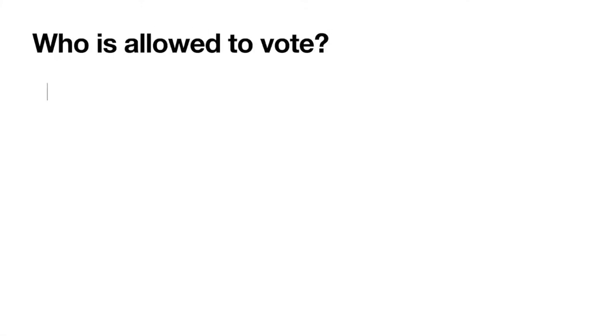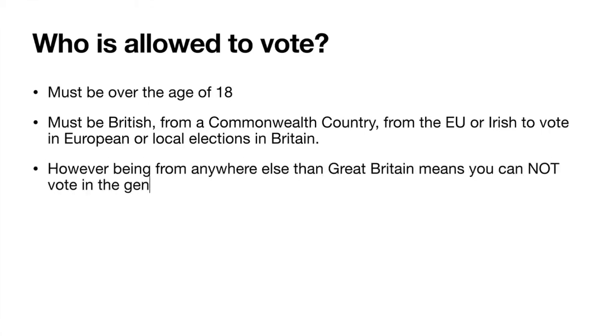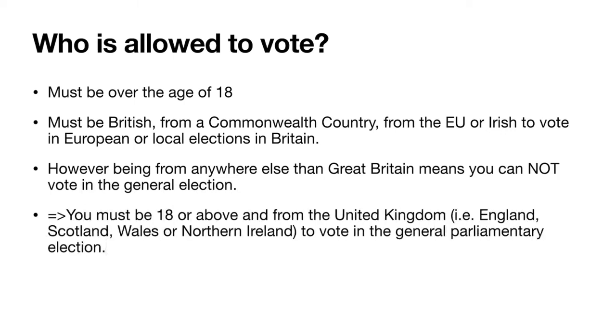Now before we get into the election itself, let's quickly establish who is allowed to vote in the first place. As is generally the case in most countries with major political elections, you must be over the age of 18 to vote. You must either be British, from a Commonwealth country, from the EU, or Irish. However, the latter three can only vote in European or local elections in the UK, but not in the general parliamentary election. So to put it simply, you are eligible to vote in the general parliamentary election, which is the one we are focusing on today and also the UK's biggest election, if you are 18 or older and from a British country, i.e. England, Scotland, Northern Ireland or Wales.